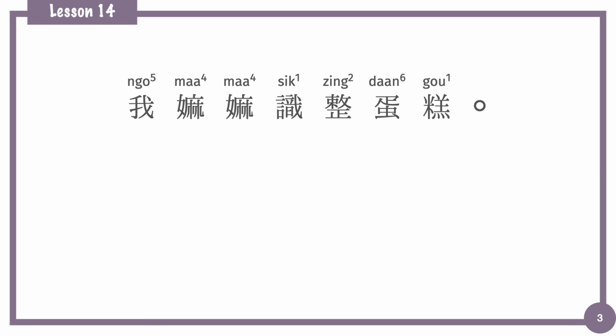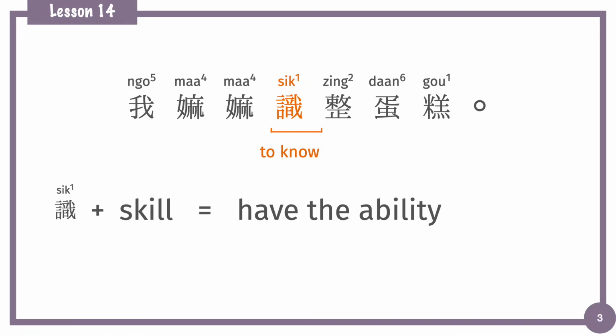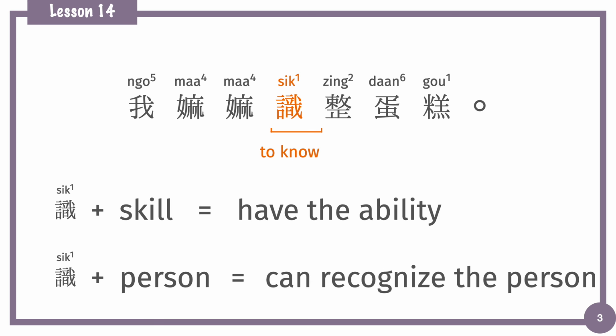Now we have the third sample sentence. 我嫲嫲識整蛋糕. Here we'll learn the word 識. 識 is a modal verb, or we call it stay verb. The direct translation of 識 to English is to know. When we add a skill after 識, that means we have the ability of this skill. And when we add a person after 識, that means we can recognize that person, we know that person.